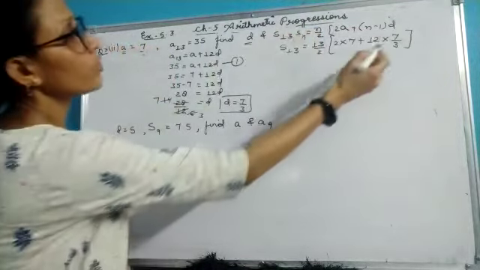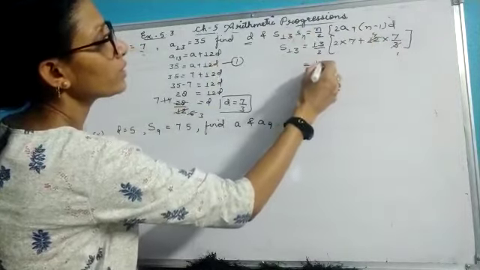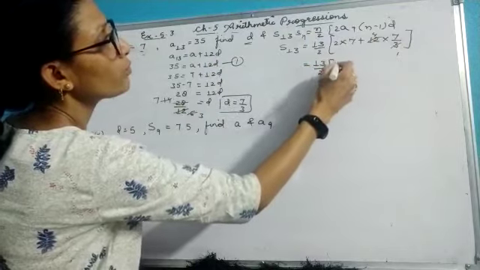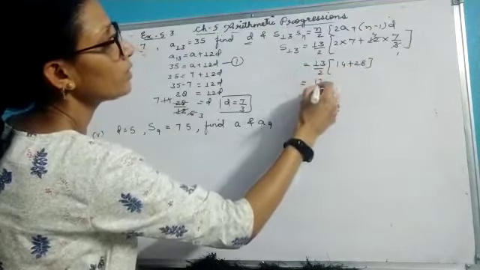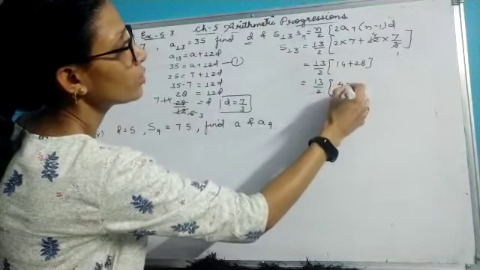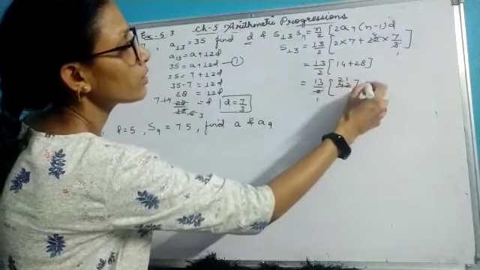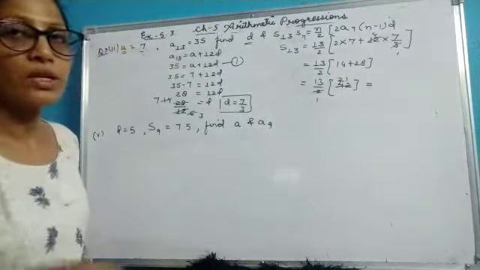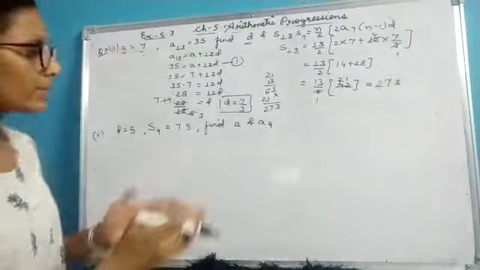Okay. Now 3 1s are 3, 3 4s are 12. So I am getting it as 13 by 2, 14 plus 28, which gives me 13 by 2, and this is your 42. Now I can cut 2 1s are 2, 2 2s are 4, and on simplification it gives me 273. Let's see the next question.